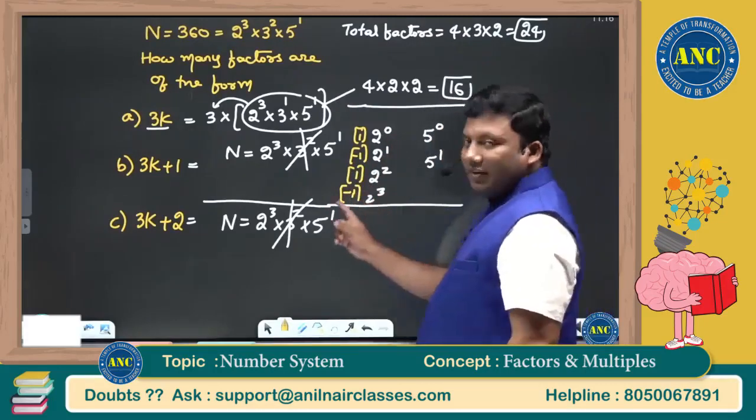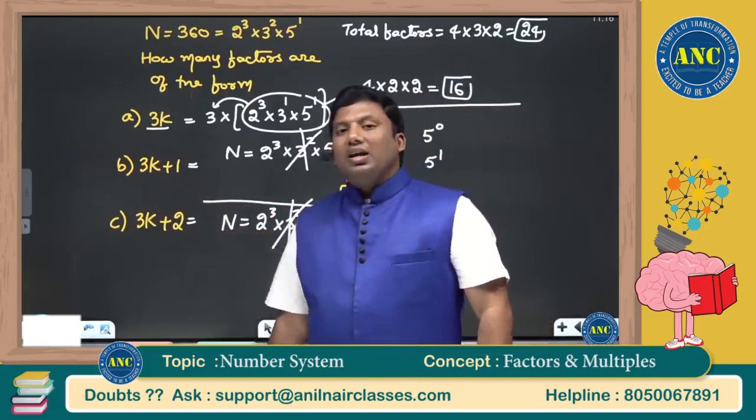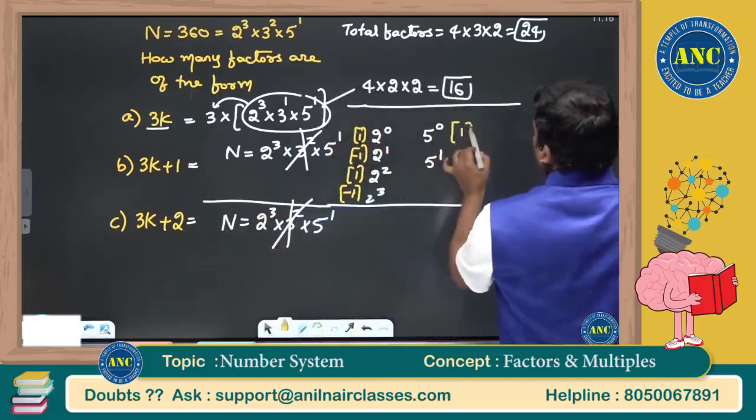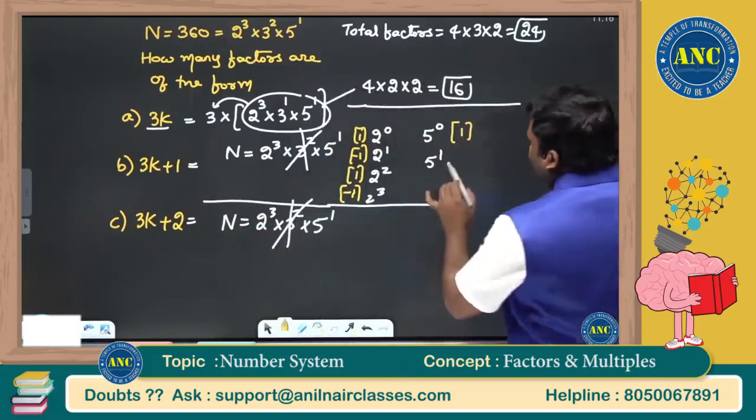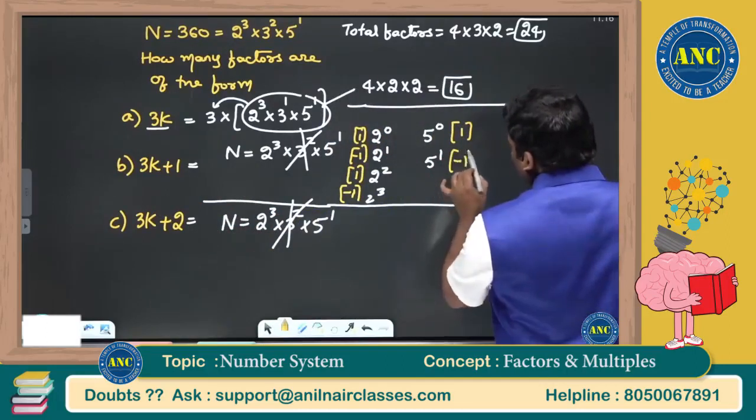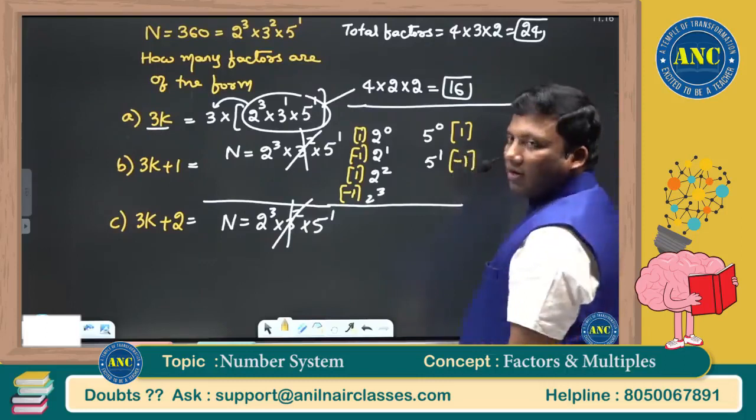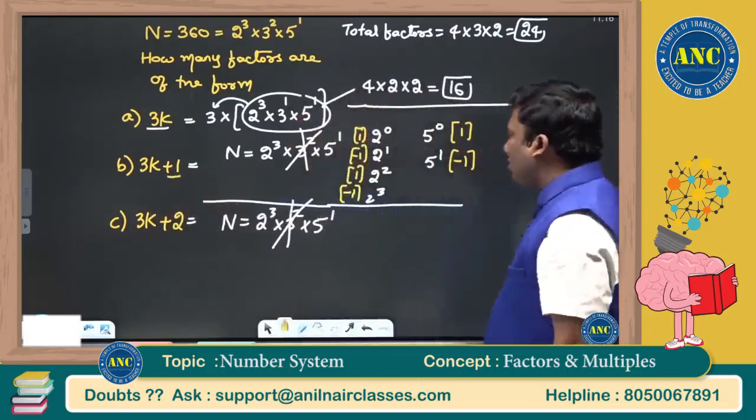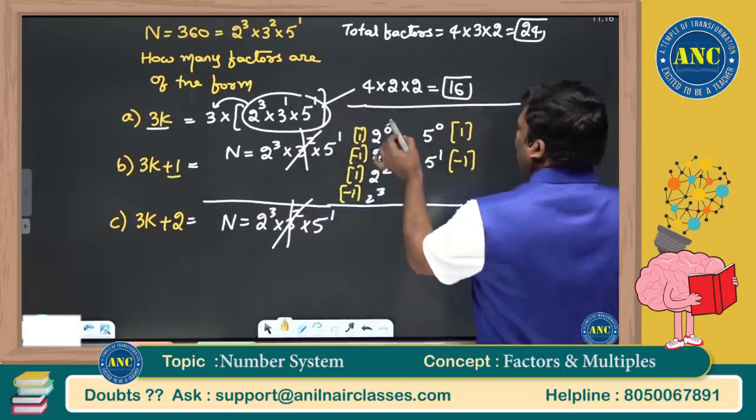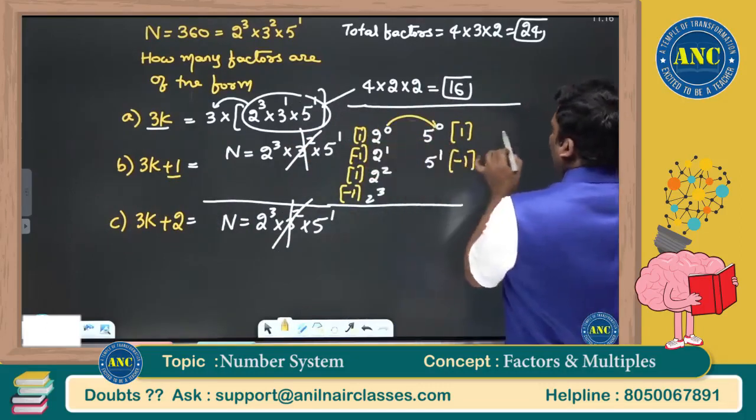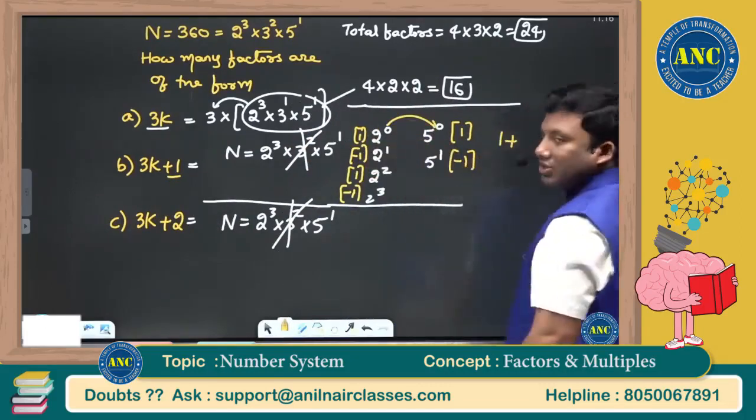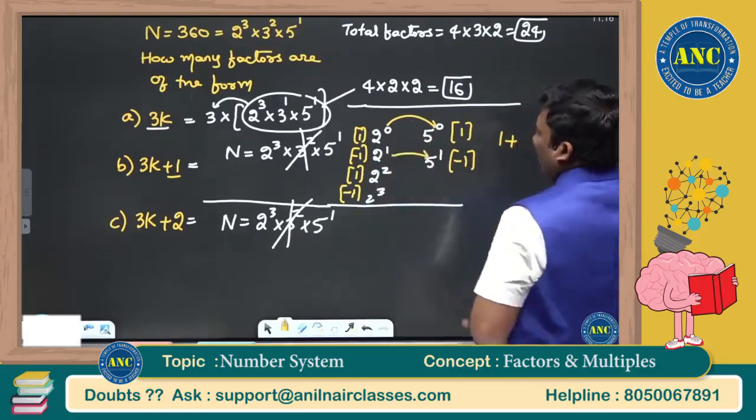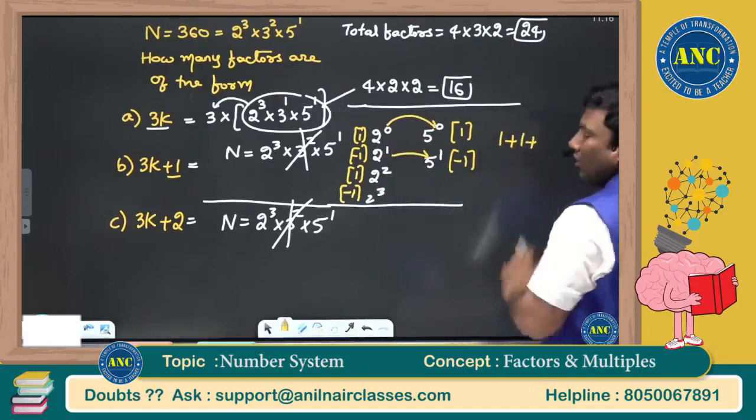I divided every number by 3 because it is of the form 3k plus 1. 5 power 0, that is 1, divided by 3, remainder 1. 5 divided by 3, remainder minus 1. What should I get? Plus 1. Wherever plus 1 combinations are there, that will be possible. 1 into 1, 1 out. Next, minus 1 into minus 1 is plus 1. Another case, are you all with me?